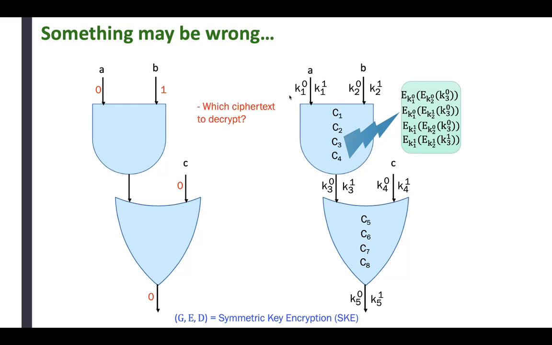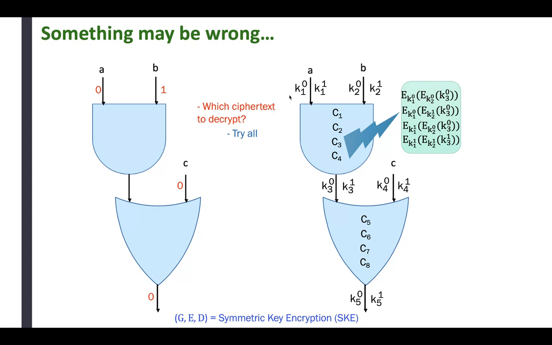Now, how do we evaluate the garbled circuit? Again, we have to get the encoding of the input, and that we can get by picking the proper key. So if you want to give zero as the input for the first wire, then you will pick the left key, and so likewise for the other input wire. So once you have two keys for the input wires, you will try to decrypt the four ciphertexts.